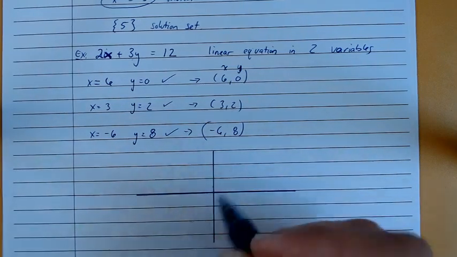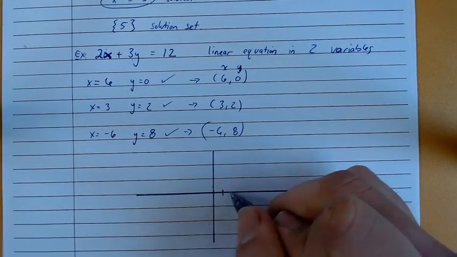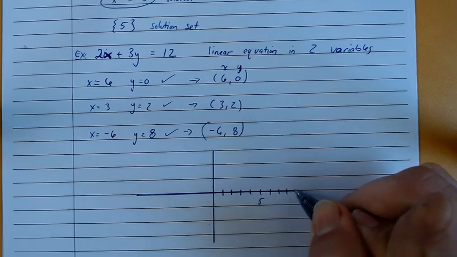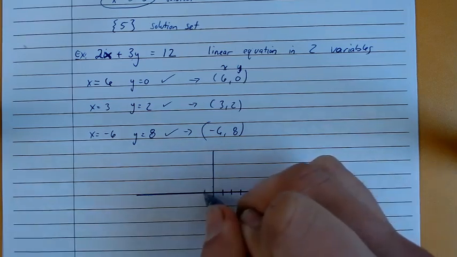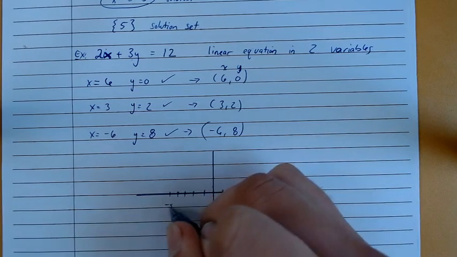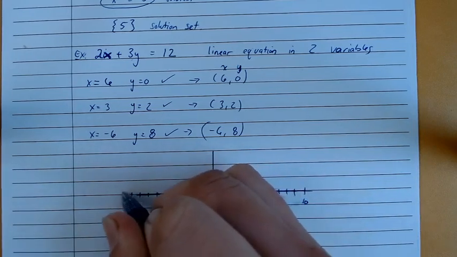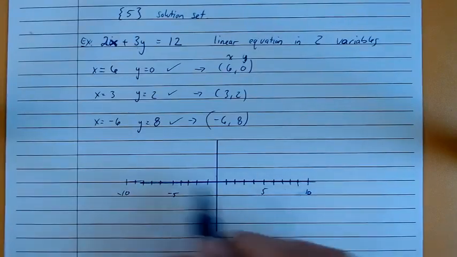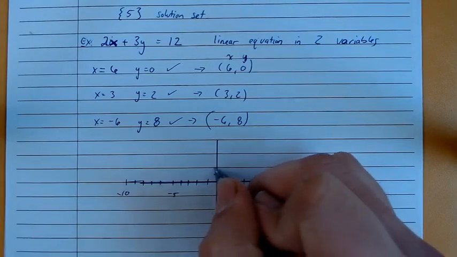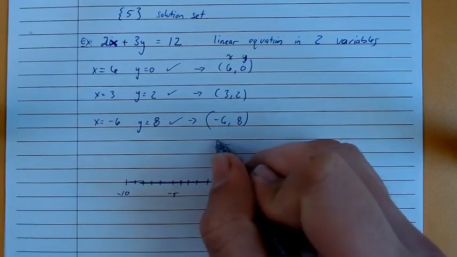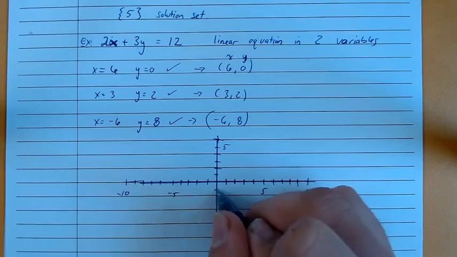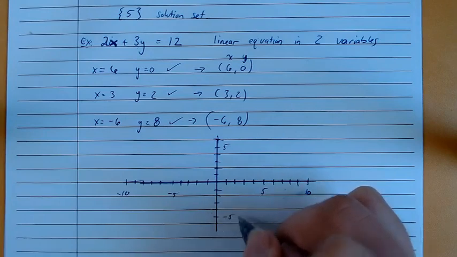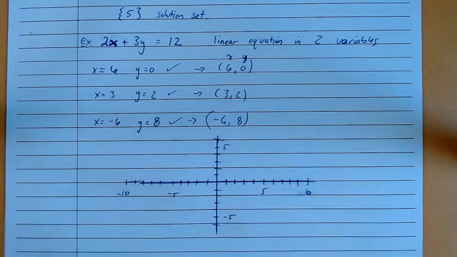All right. So let me go ahead and put some tally marks on here. 1, 2, 3, 4, 5, 6, 7, 8, 9, 10. 1, 2, 3, 4, 5, 6, 7, 8, 9, 10. I'm not going to write every one just because I don't want it to be all cluttered up. And over here, 1, 2, 3, 4, 5, 6, 1, 2, 3, 4, negative 5, 6, and so forth like that.